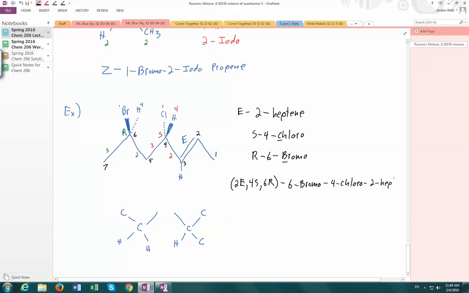And this time, do we have to say 2-heptene? Yeah, we do, because we could have 1-heptene or 3-heptene. So that's how we go about naming that.